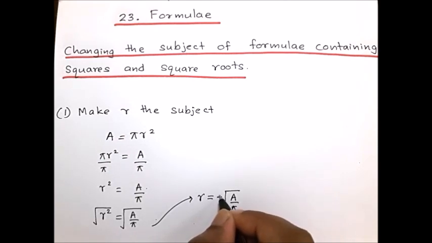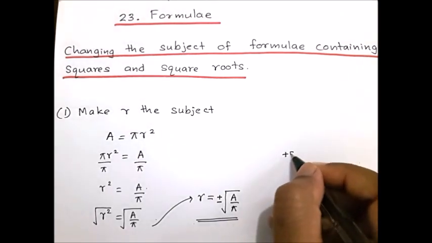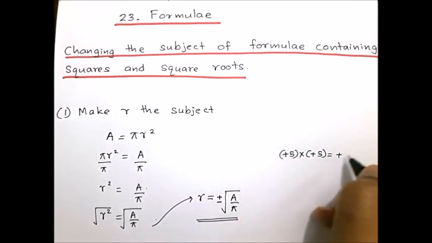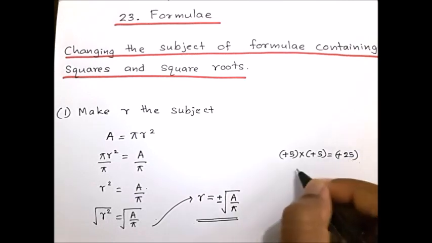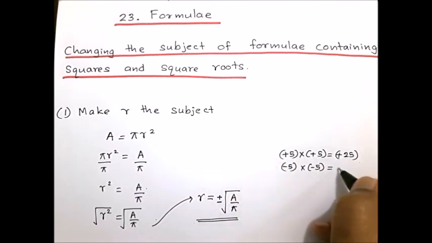Here you have to write plus or minus symbol. Answer is r equal plus or minus within square root a divided by 5. Now I am going to describe why we write plus and minus here. Plus 5 multiplied by plus 5, answer is plus 25. Minus 5 multiplied by minus 5, answer is again plus 25.